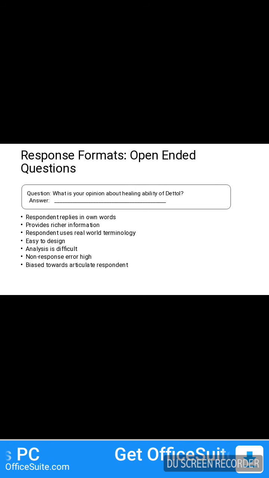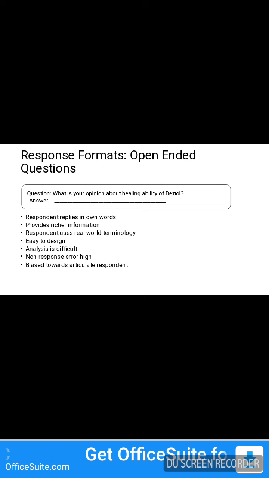Another problem with these kind of questions would be that they are biased towards articulate respondents. What do we mean by this? Articulate means one who can express himself better. So if the respondent is able to express himself well, he can provide you answer to these kind of questions. But on the other hand, there are people who may not be able to express themselves well. Maybe they might not be so proficient in the particular language in which the questionnaire has been designed, or it may so happen that they're not highly educated, they are only functionally literate.